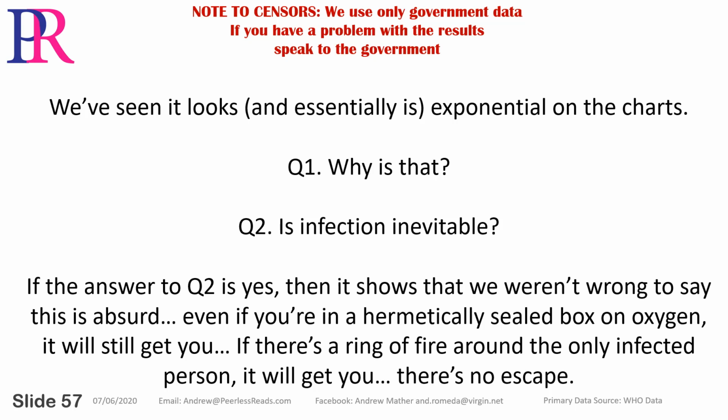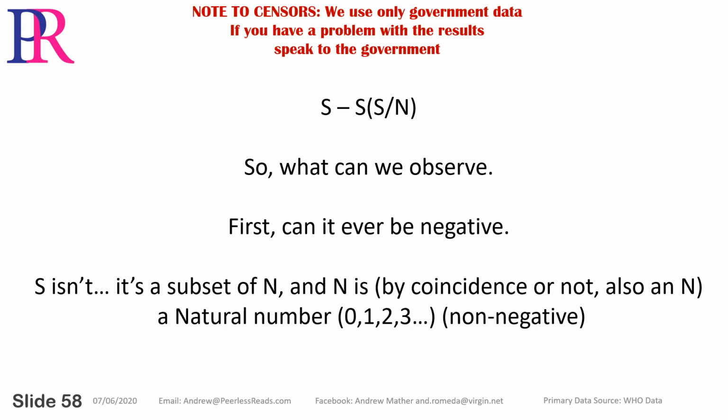Question 2. Is infection inevitable? If the answer to question 2 is yes, then it shows that we weren't wrong to say this is absurd. Even if you're in a hermetically sealed box on oxygen, it will still get you. If there's a ring of fire around the only infected person, it will get you. There's no escape. S minus S to the times S over N, so what can we observe?